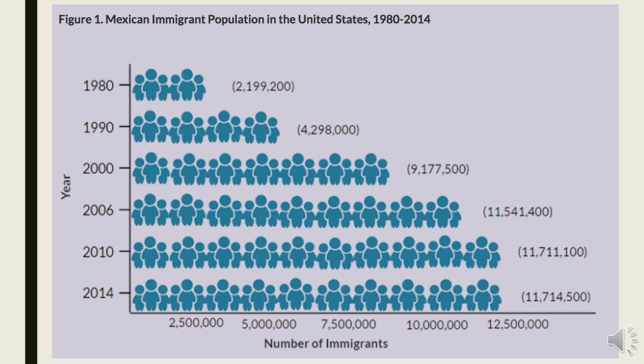In this slide we can see the Mexican immigrant population and its growth from 1980 to 2014. We can see in 1980 there are approximately 2,199,000 Mexicans. This steadily rose up until about 2000 and 2006, where it hit about 11 million. Then from 2006 to 2014, the Mexican immigrants remained relatively stable, just under 12 million.